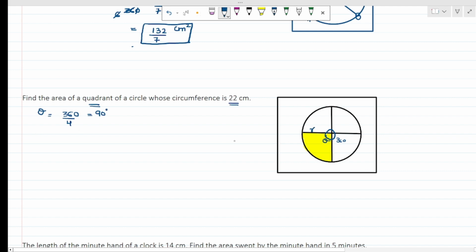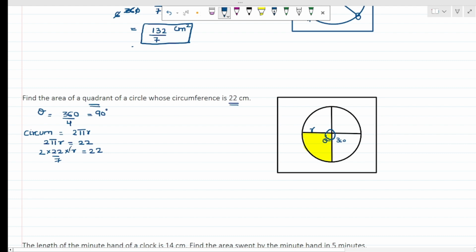First of all, we need r to solve our question, but we are not given the r. So our first step will be with the help of the circumference. What is our circumference? Circumference is equal to 2 pi r. By substituting this formula, 2 pi r, which is equal to 22 centimeter, already given, take out r. So 2 times 22 by 7 times r is equal to 22.